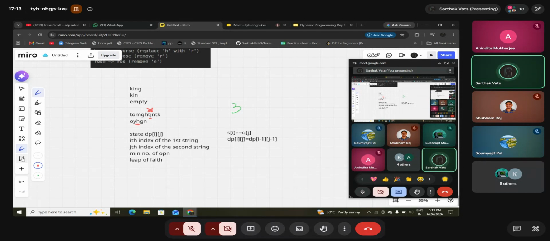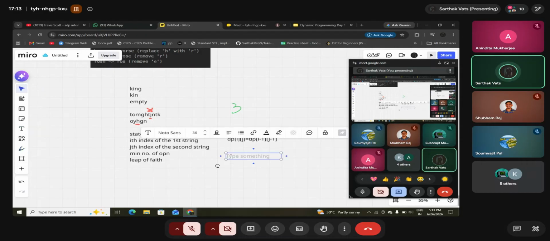So let's try to figure out the transition for all of the three things. Let's say I removed j. What would happen then? If I was at the ith index, now I would be at the i minus 1 index, right? And in the second string, I would still be at j, and since I performed an operation, it would be plus 1. Am I clear with this?